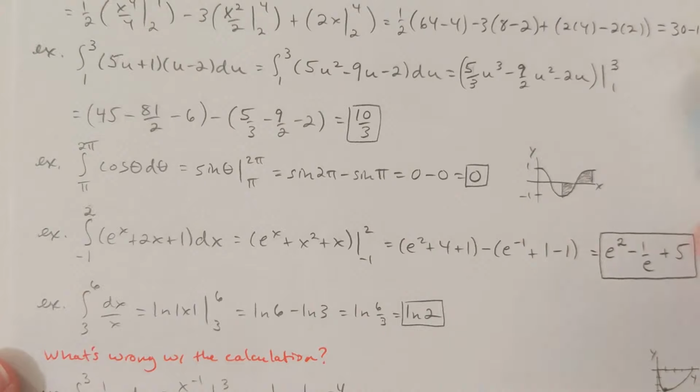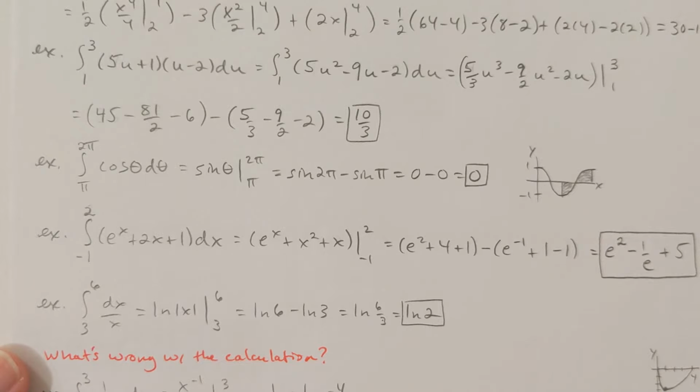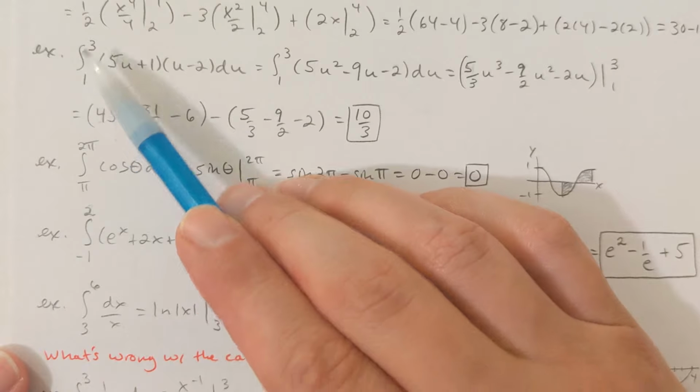Okay, here's another one. Suppose that we're going to integrate the function 5u plus 1 times u minus 2, going from 1 to 3.